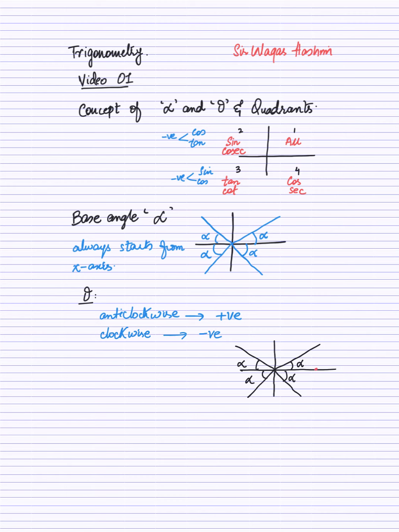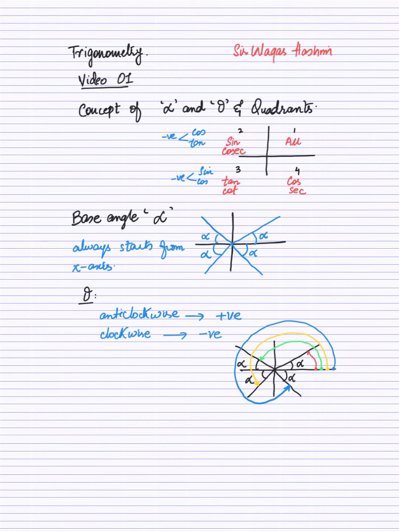Now if we talk about theta, first thing, theta always starts from the horizontal x-axis, that means my first quadrant, right? And it measures anti-clockwise when the sign is positive. So that is the theta for the first quadrant. For the second quadrant, it always starts from the positive x-axis, and that is my theta for the second quadrant. For the third quadrant, it starts from the positive x-axis, and that is my theta. And for the last one, it starts from the horizontal x-axis and goes to the fourth quadrant, so that is my theta.